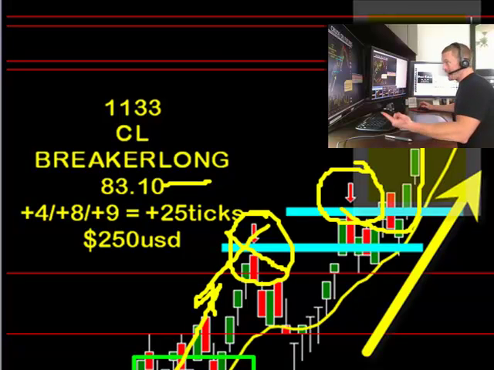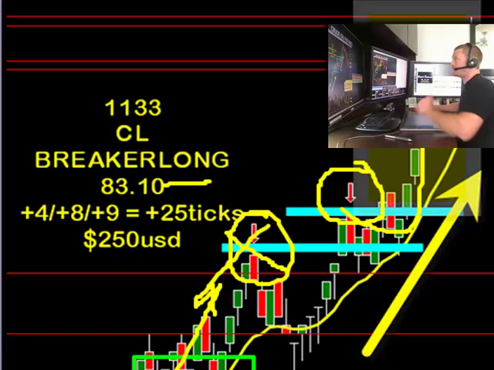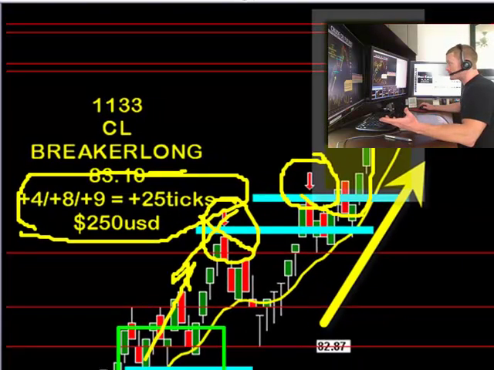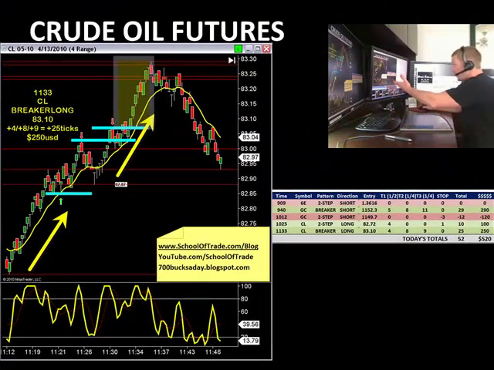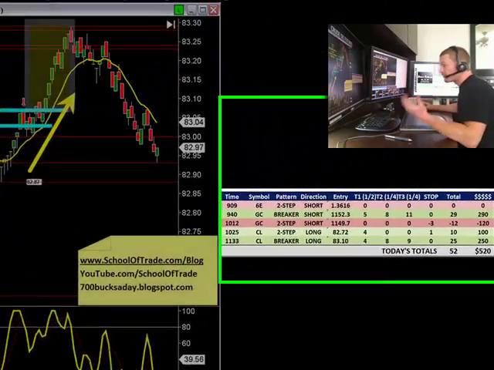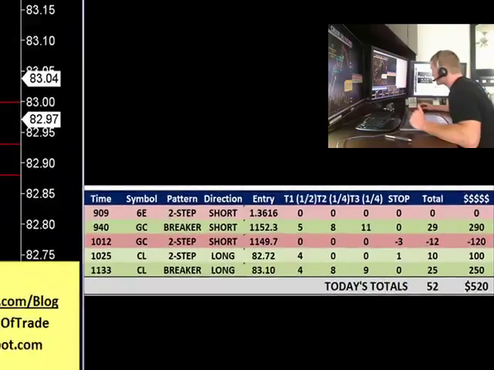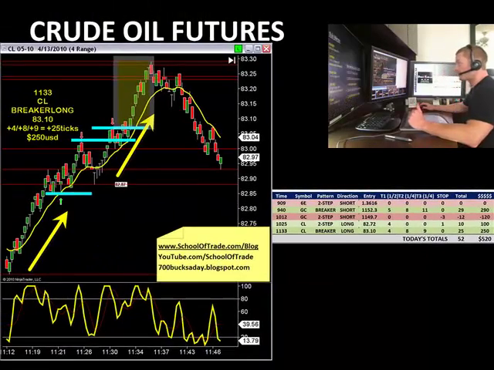Stop to entry, +8 target, move that stop to the pink line, and then we trailed our stop to lock in 9 more ticks. 2 off at 4, 1 off at 8, 1 off at 9, 25 ticks, or 250 USD. Now at this point, we were pleased as punch because we had made 35 ticks, another 350 bucks here towards the end of the morning when we really hadn't expected to see very much else. Total all up, guys, 52 ticks, 520 USD, another winning day here in the room.